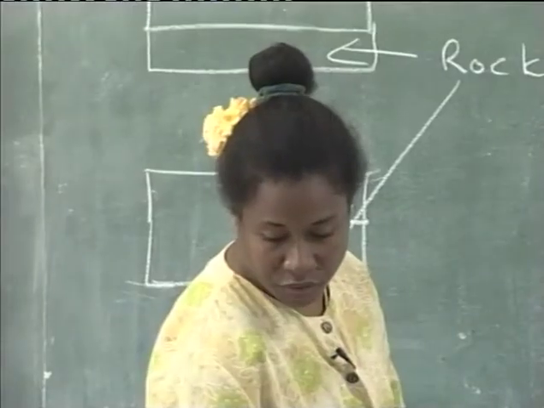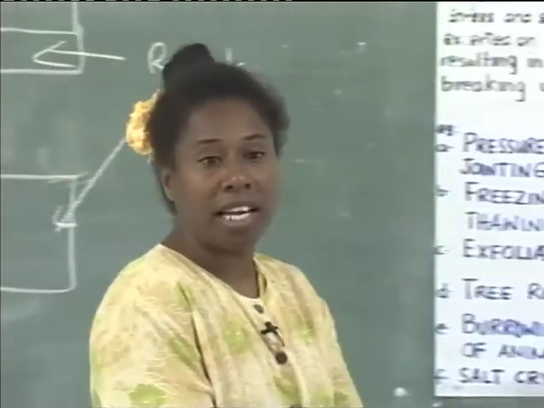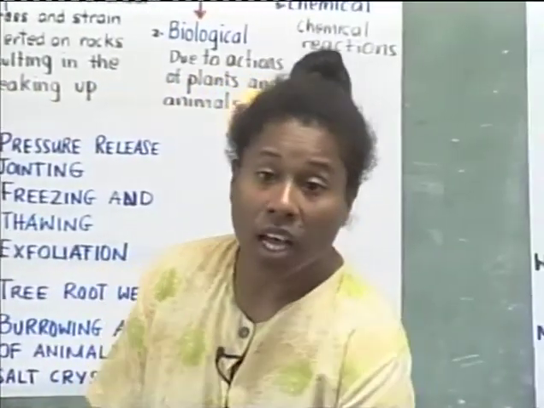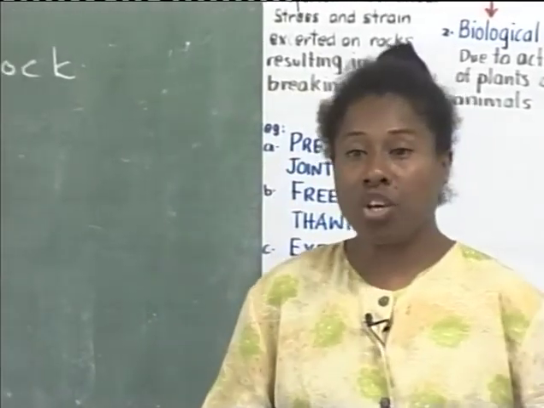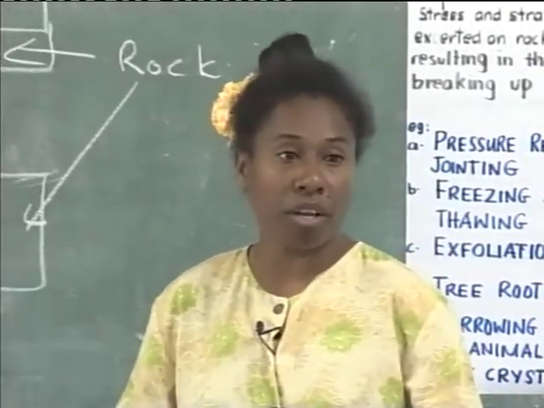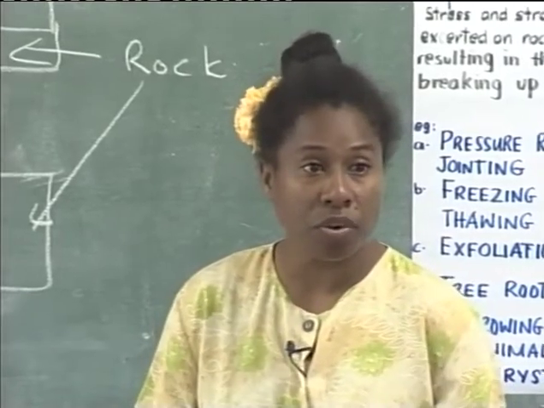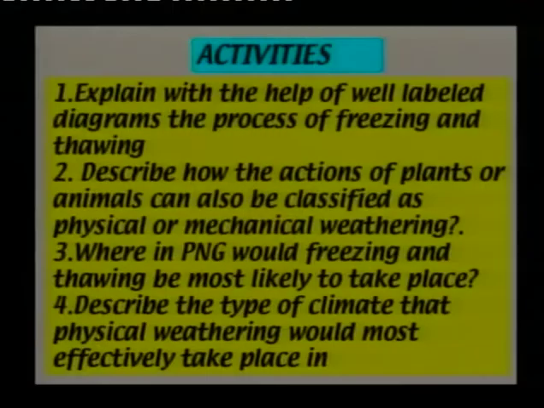Okay, some activities now for you to work on. We've got 4 activities. I'd like you to work on those 4 activities. I would like you to discuss and also have your answers written in your exercise book, and then we'll go through the correction of those answers before the end of the period. Okay, you have to explain with the help of well-labeled diagrams the process of freezing and thawing.